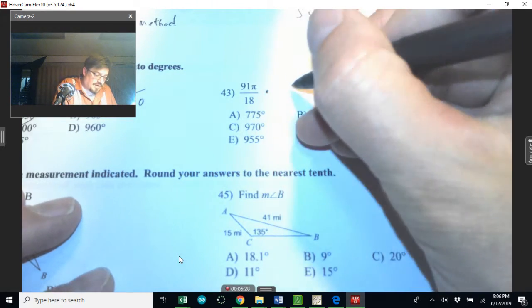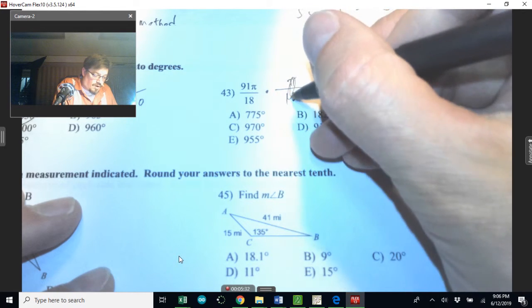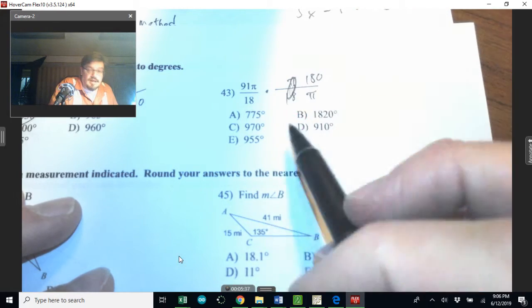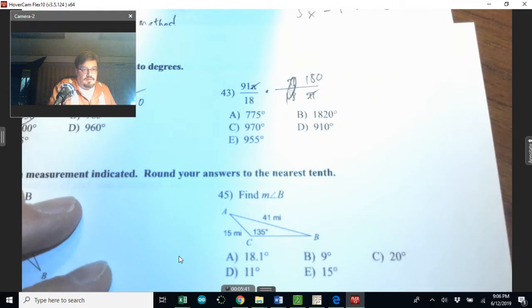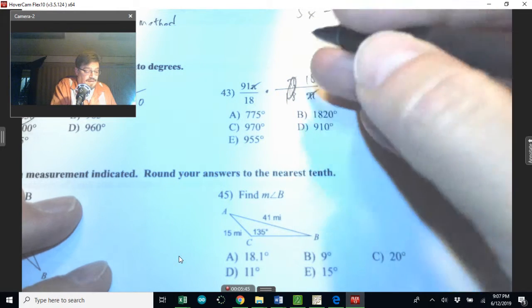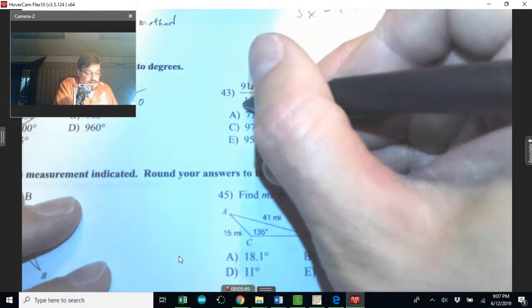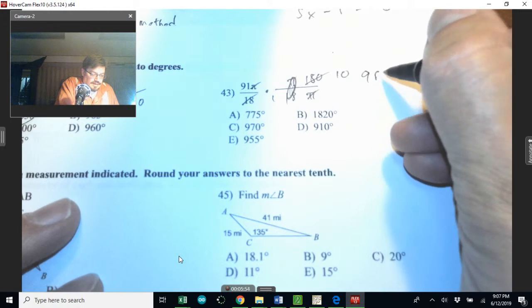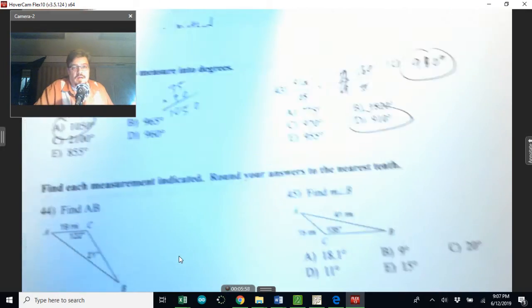Okay, so now, here we go again. Pi, nope, wrong way, 180 over pi, so that these pi's need to cancel out. You don't want to introduce degrees, you want the pi's to cancel out. So 18 will go into 180 10 times. So you get 910 degrees. That's D. All right.